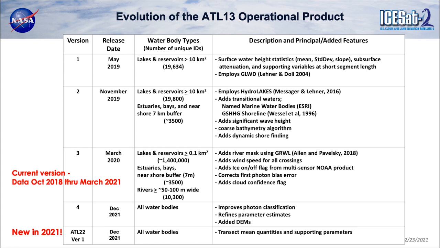I'd like to note also that we soon expect to release version 4, either late this year or early next year, covering the same domain. But it really focuses on an improvement of the quality classification of the photons. And also here, a new product that we're actually kind of excited about is ATL22, which will provide the transect mean quantities for the variables published in ATL13.